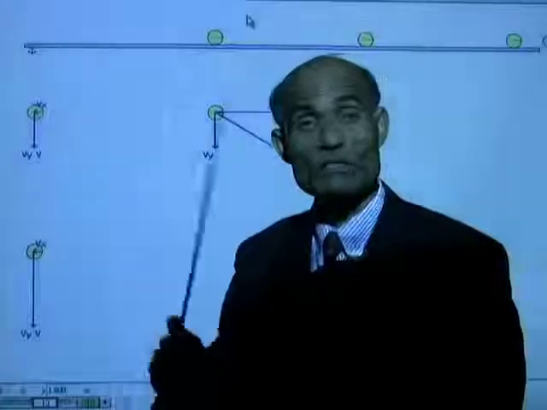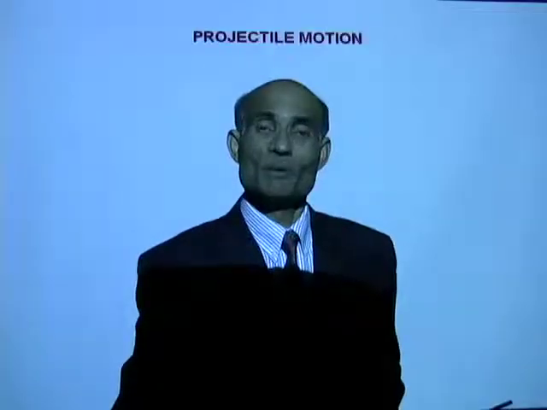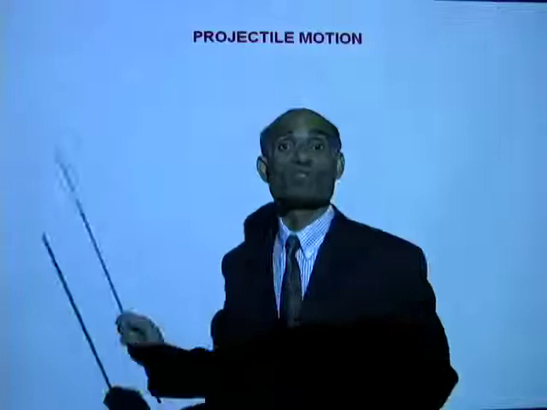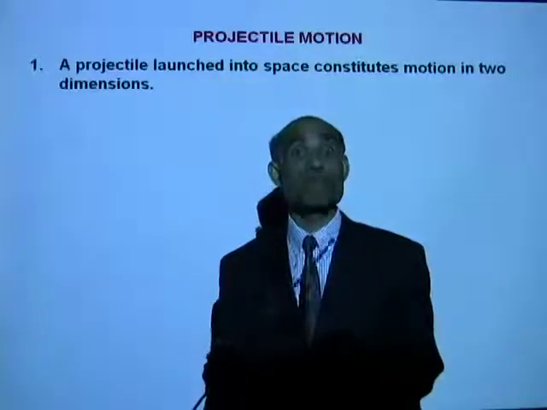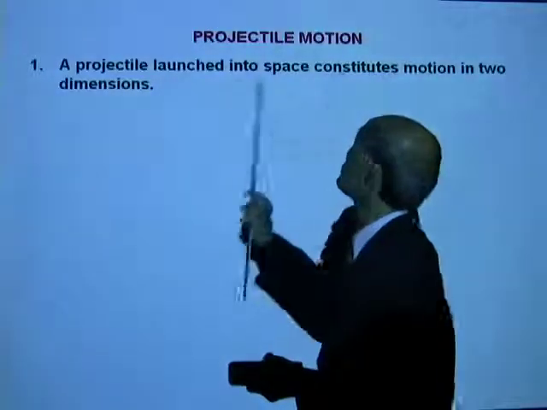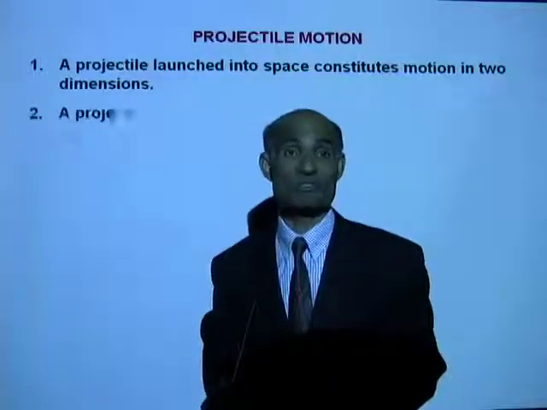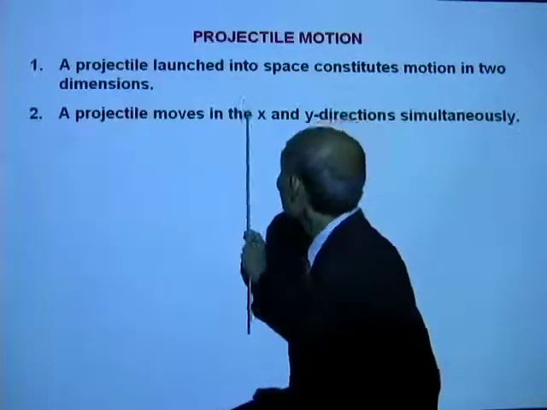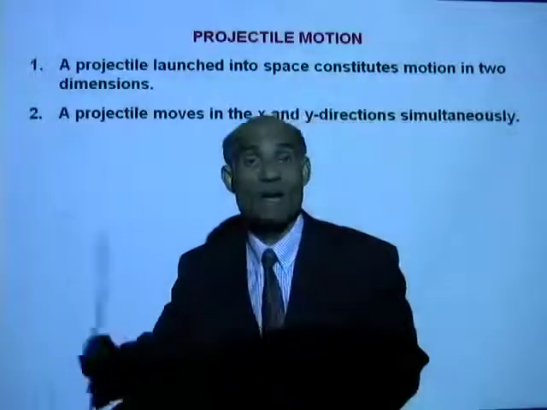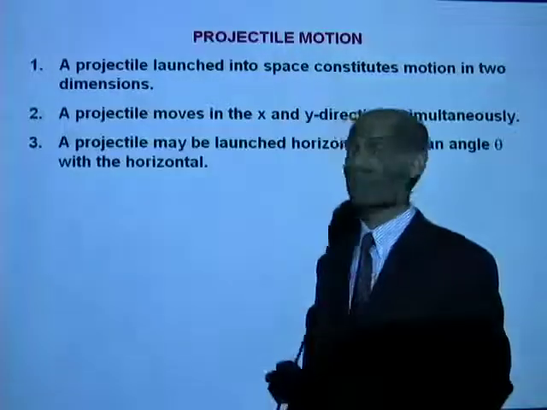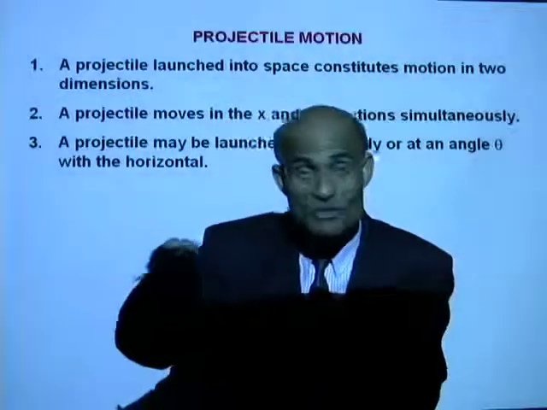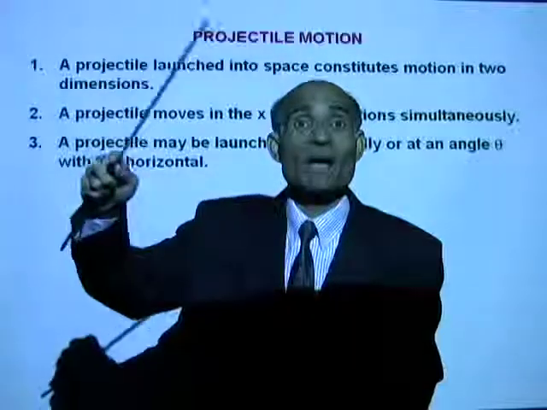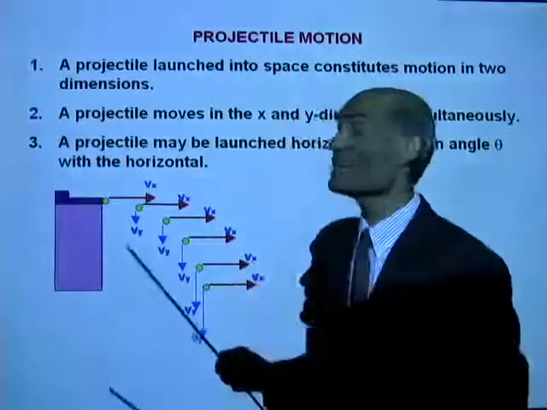Okay, let's look at motion in 2 dimensions that constitutes projectile motion. So a projectile launched into space constitutes motion in 2 dimensions. A projectile moves in the x direction and y direction simultaneously. A projectile may be launched horizontally, just like I just showed you, or at an angle theta with the horizontal.